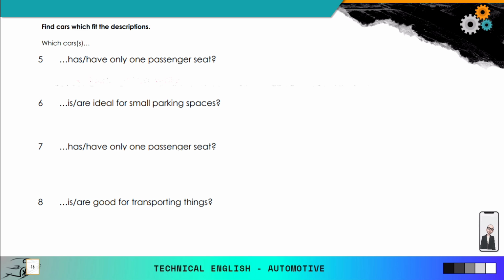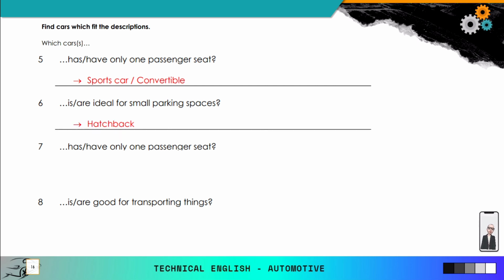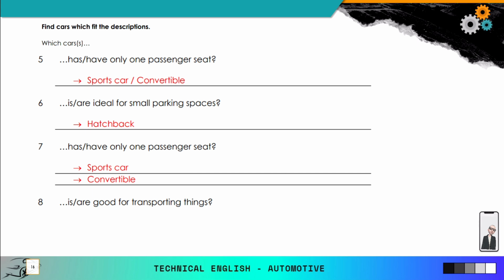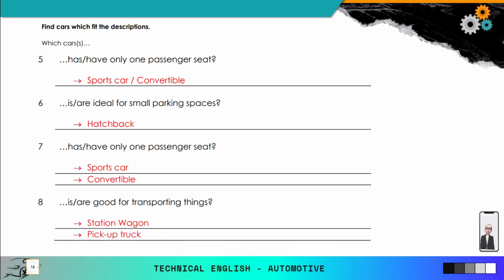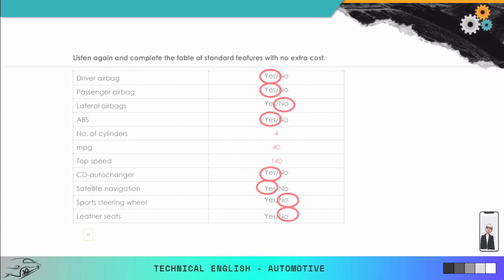Only one passenger seat. That's the sports car or the convertible, although there are bigger convertibles as well with 4 seats, so definitely the sports car. Ideal for small parking spaces, that would be the hatchback. With only one passenger seat, that's a repeat with the same answers, of course, sports car or convertible. And good for transporting things, station wagon or pickup truck. Okay, so these were the correct answers for these 8 questions.